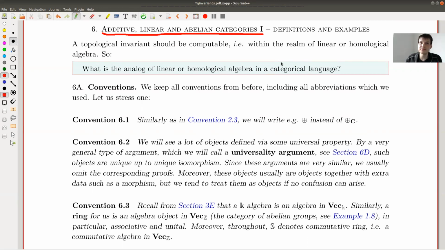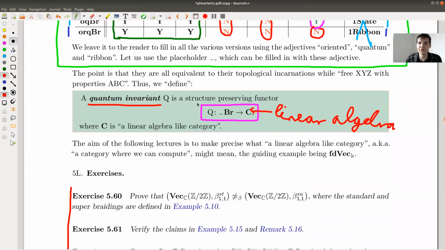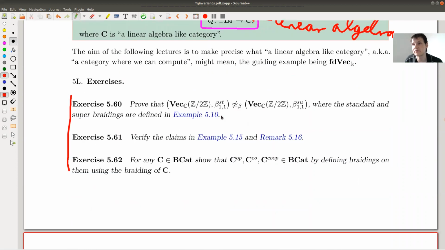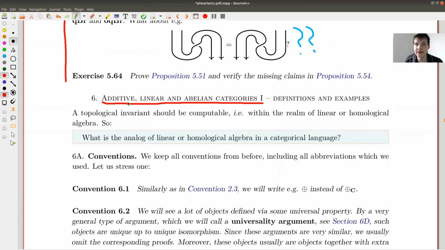And remember that last time, basically, I wanted to say that the quantum invariant is some functor from some nice topological category, where topological for me means it comes disguised as some Brauer category thing, to some linear algebra-like category. In order to understand what that means, we need to discuss the analog of linear algebra in categories. And this is where the notion of additive, linear, and abelian categories comes up.